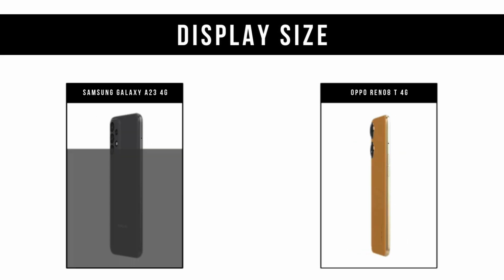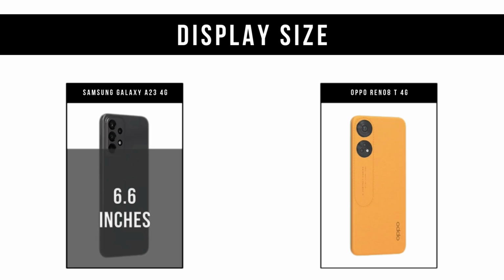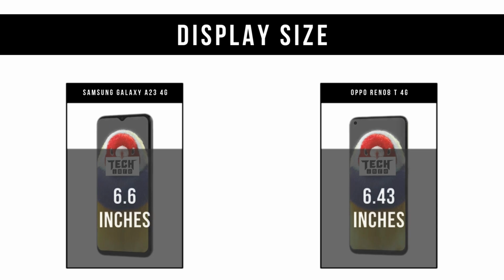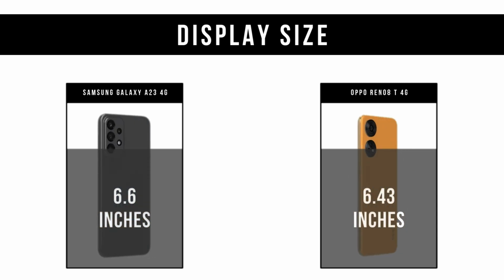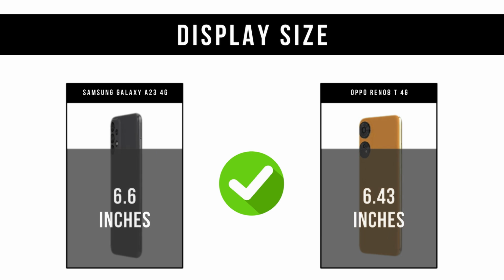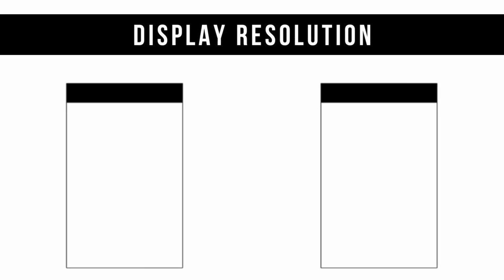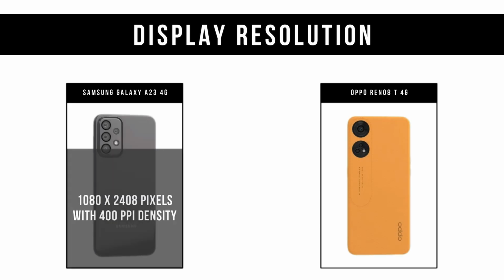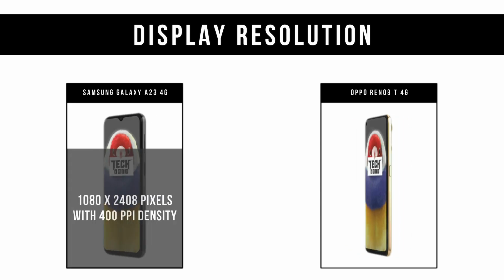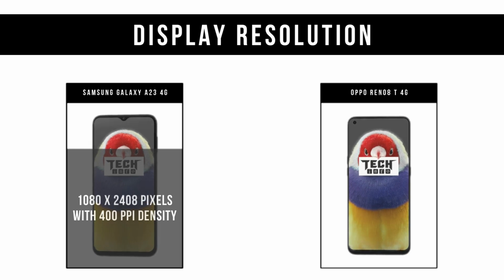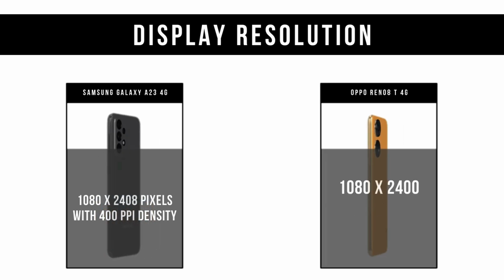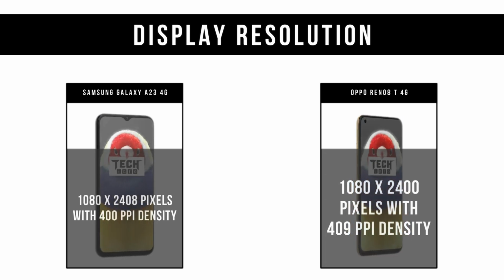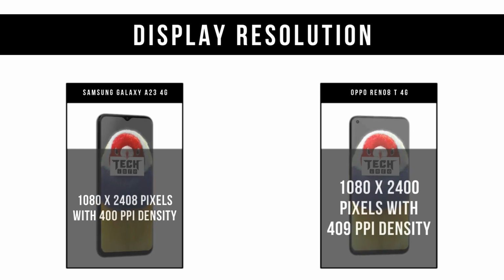Display size. Samsung Galaxy A23 4G is 6.6 inches. Oppo Reno8 4G is 6.43 inches. Display resolution. Samsung Galaxy A23 4G is 1080 into 2408 pixels, with 400 ppi density. Oppo Reno8 4G is 1080 into 2400 pixels with 409 ppi density.